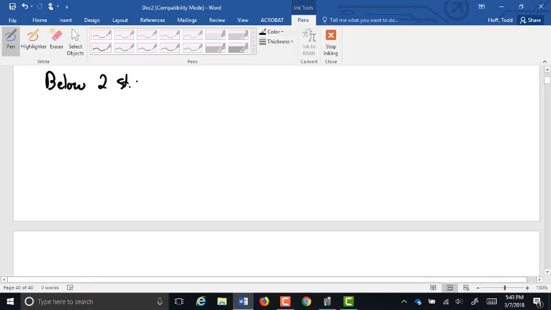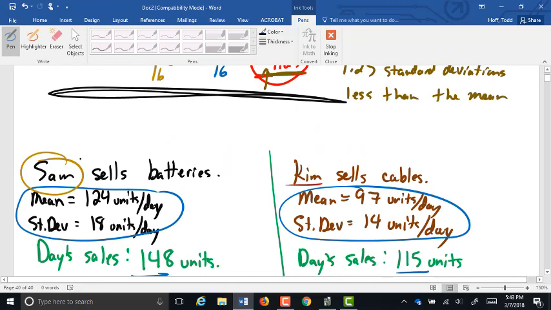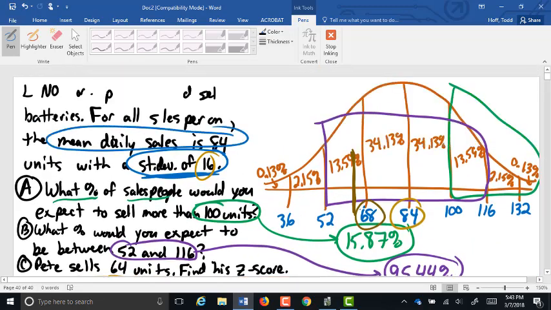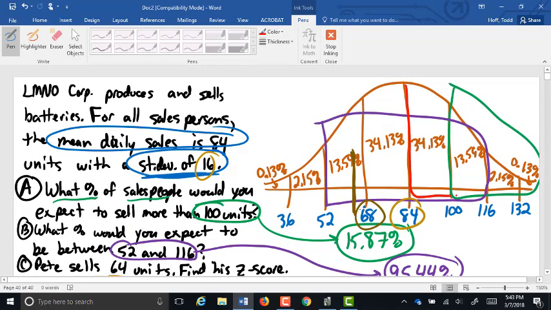Below 2 standard deviations above the mean. Okay, what I'm thinking is that's between the mean and 2 standard deviations above the mean. So what that is saying is we go back up to this curve. So it's from the mean, just 2 standard deviations above. So we're just adding those two numbers. So that is 47.72 if you add those two together.